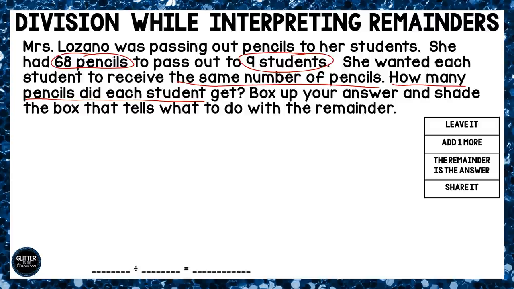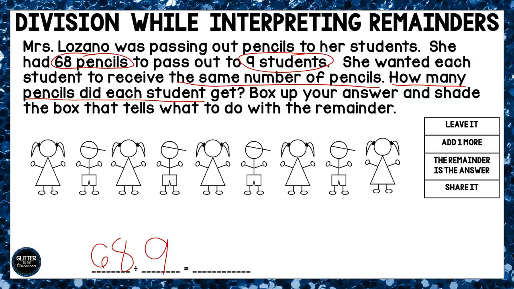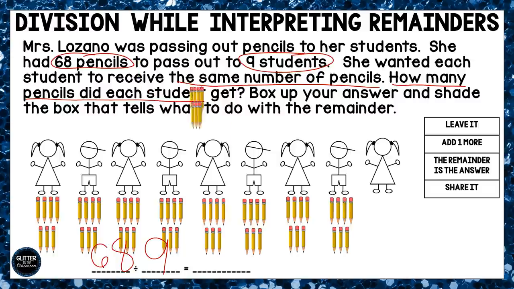So I know that I have 68 pencils that I want to divide evenly to my 9 students. Well, what is 68 divided by 9? Think about your 9s. I know that it cannot divide evenly. So let's think about those 9 students. Here they are, and each of them receives an equal amount of pencils. One for you, one for you, one for you, until I've passed out all 68. But when I pass out 68 pencils to 9 students, I'm going to have some leftovers. I'm going to have 5 leftover pencils.